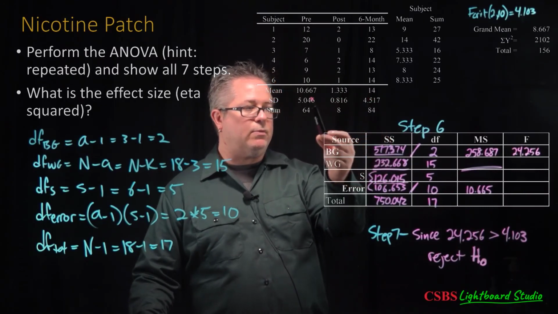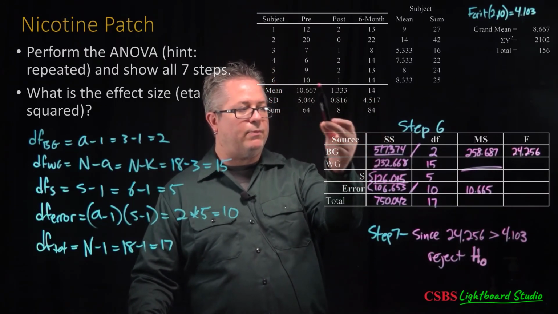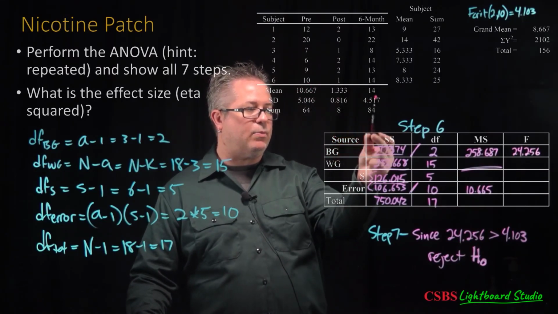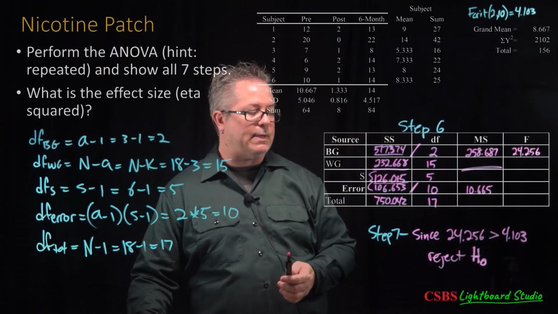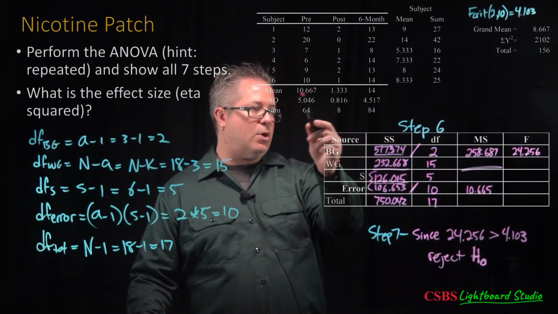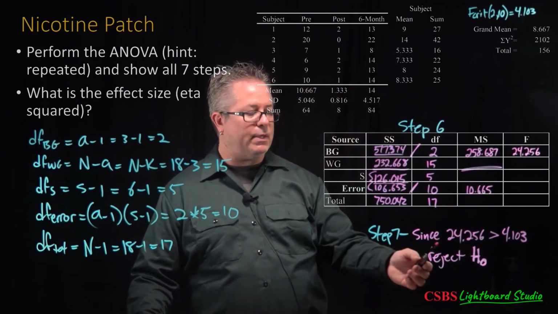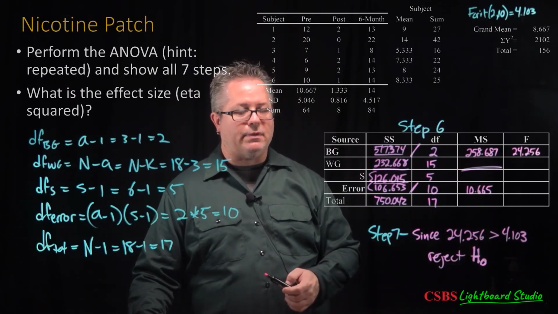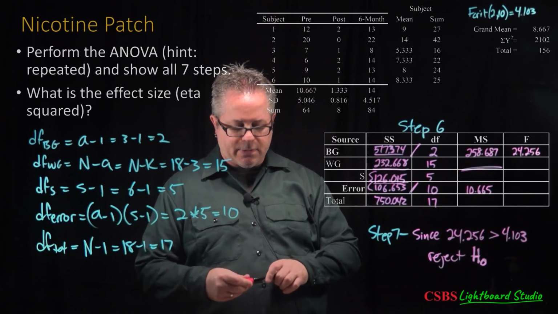And this is about smoking. So this is how much people were smoking on average before. They drop way down while on the patch, and then after the patch, jump way back up to 14 again, like a rebound effect. So these means are different, and that's why we can reject the null hypothesis. All right, that's the 7 steps.